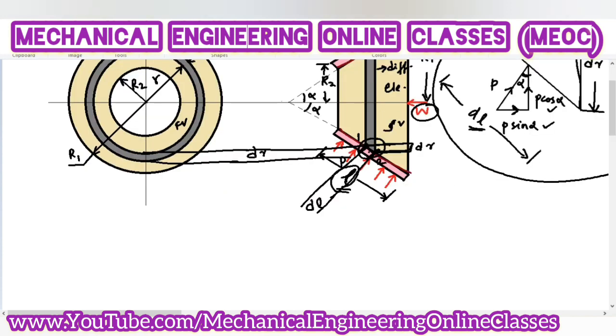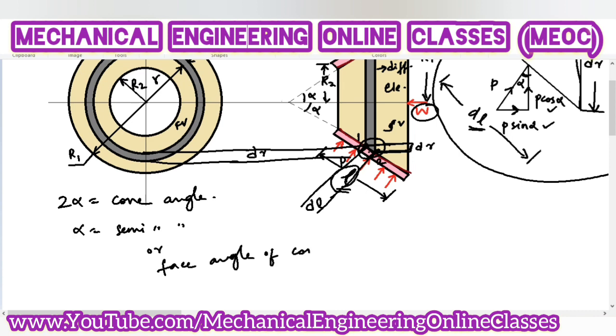So 2 alpha is the cone angle, and R1 and R2 are the outer and inner radii of the cone. Alpha is the semi-cone angle, or it can also be called the face angle of the cone. Mu is the coefficient of friction, P is the intensity of pressure, and W is the axial load on the clutch.